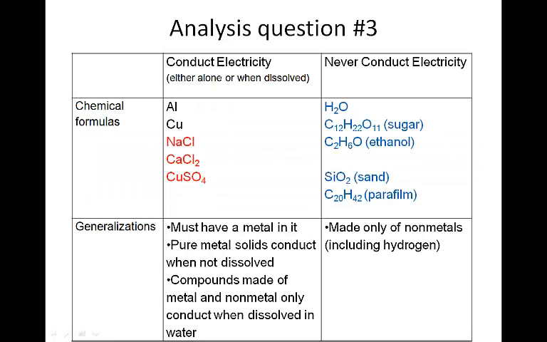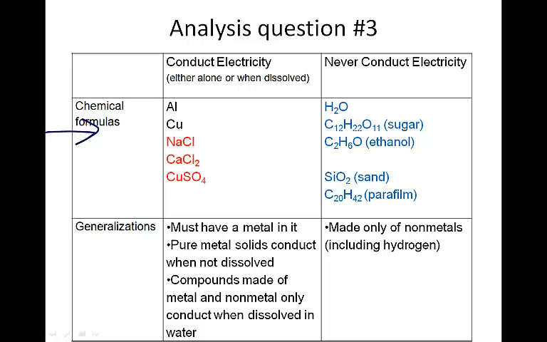Okay, I'm going to talk about a few of the analysis questions that you saw in your lab in class to help you further explain the bonding properties. So this is analysis question number 3. It asks you to group the things into the substances that conduct electricity and those that never conduct electricity. So check your answers for this chemical formulas row. Make sure you have everything in the right category.